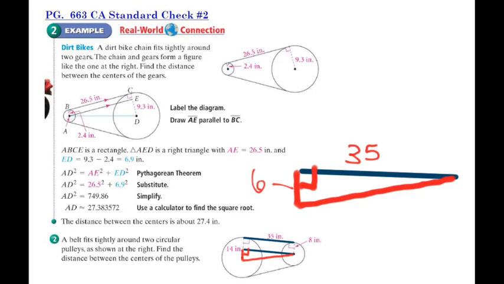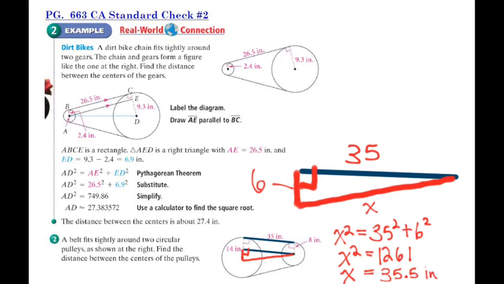So that's really 6, and then it's just Pythagorean theorem from there. So x squared is 35 squared plus 6 squared. X squared is 1261. We take the square root and get 35.5 inches for the distance between the centers.